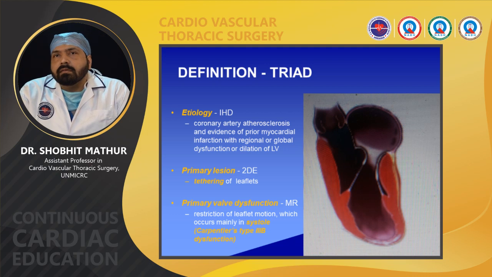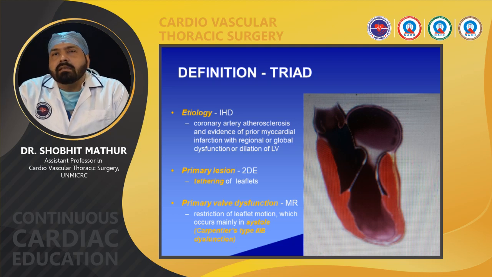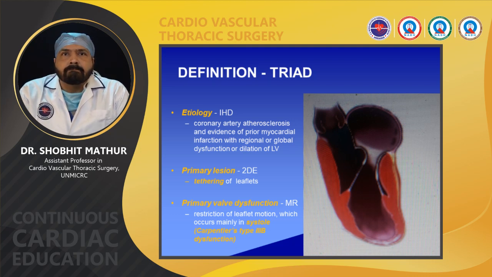The primary lesion, as detected in the very basic investigation, the 2D echocardiogram, has to be the tethering of leaflets. Tethering means shortening; we'll see how the commissures get mobilized and the leaflets act to shorten the wall. That phenomenon is known as tethering of the leaflet. This word tethering is very specific for ischemic MR. Primary valve dysfunction is mitral regurgitation, with restriction of leaflet motion, which occurs mainly in systole, Carpenter's type 3B dysfunction.